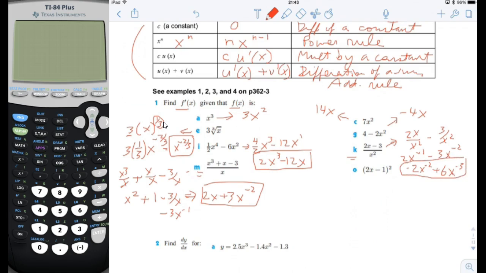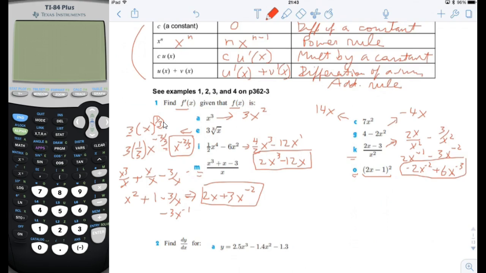Okay? And then like this last one here, 2x minus 1 quantity squared. We don't know how to do this yet. You can't just simply treat this as a big giant power rule. It's a little bit more complicated than that. We'll discover that in the next section.